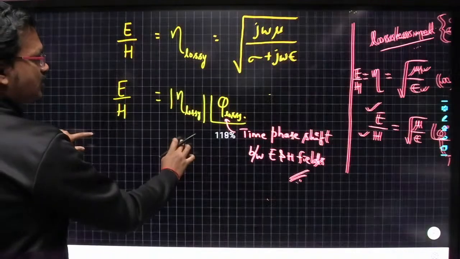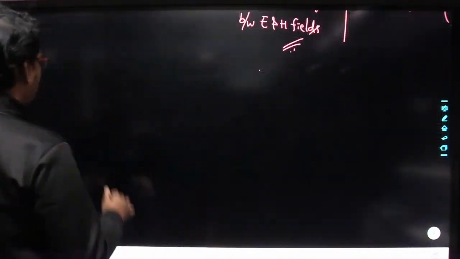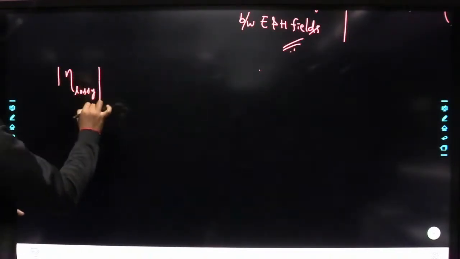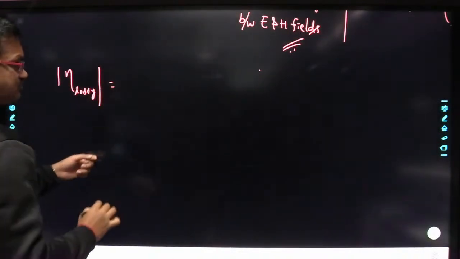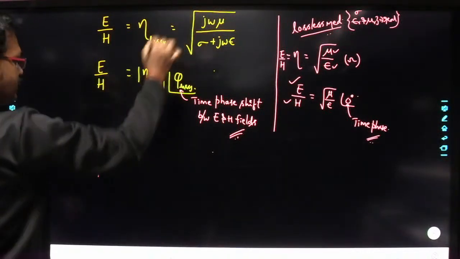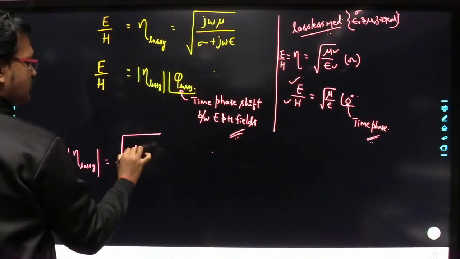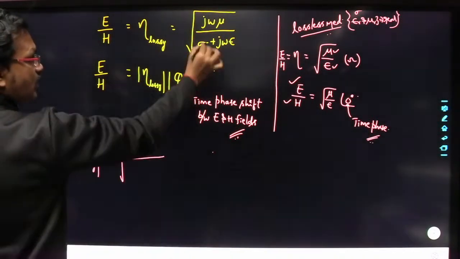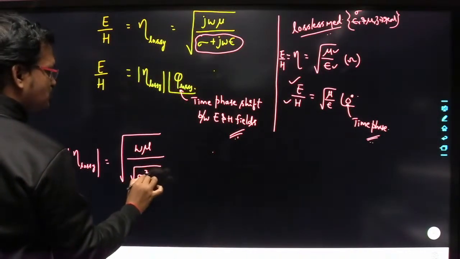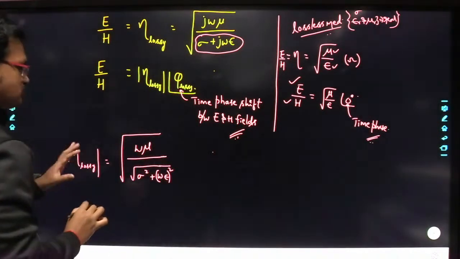So now here, what is the magnitude of eta lossy? Tell me. See here, what is the magnitude in the numerator? I am taking the square root. So the numerator magnitude is nothing but omega mu, divided by the magnitude of the denominator, which is nothing but square root of sigma square plus omega epsilon square, right? So this is the magnitude.